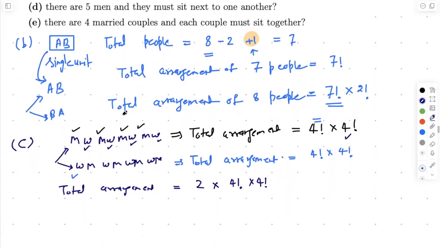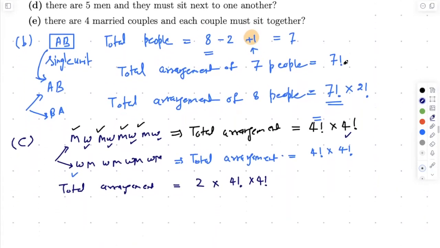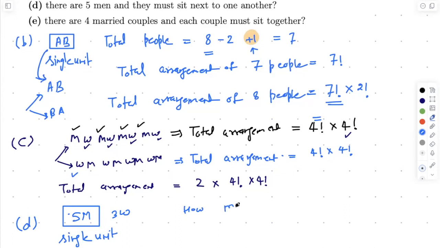In the D part, there are 5 men and they must sit next to each other. So obviously there will be 3 women, and the 5 men must sit together. So in this case, I will consider them as a single unit. So how many total people are there?